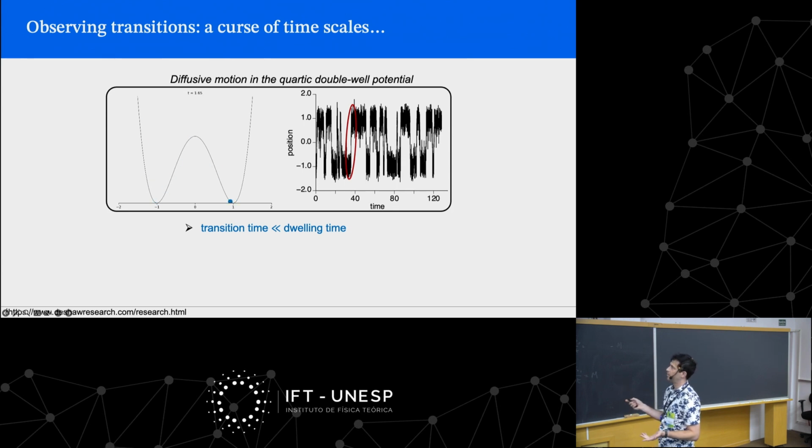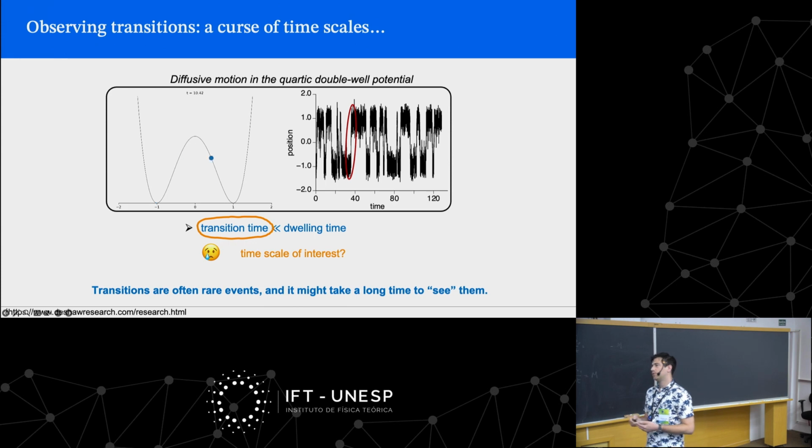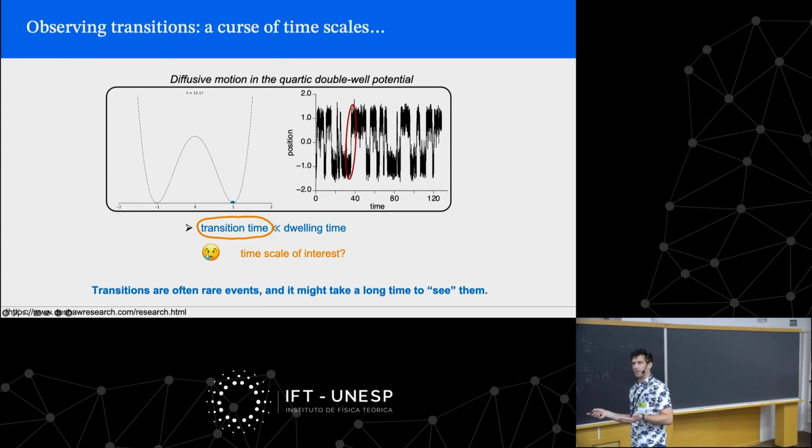What you get from there is that the time it spends transitioning is actually much shorter than the time it usually spends dwelling or sampling a given well. And so you have this curse of time scale, because if you want to do these transitions with the method I just showed, in general, you also have to sample this long time scale. If I was starting the simulation here, I would have to wait all this time from there to there before the transition happened, while the actual time scale of interest here is very small.